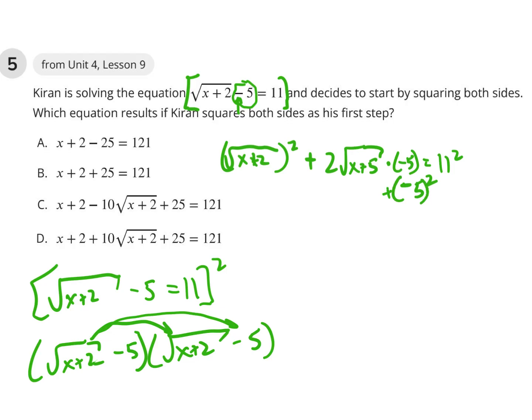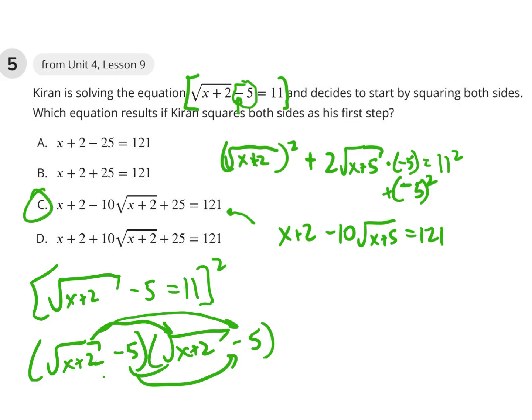Make sure you put your negatives in parentheses. And then do that. And that will give you x plus 2 minus 10 times the square root of x plus 2 plus 25 is equal to 121. This is not what you want, which is why C is the best answer. So please move the 5 first, because it's not part of the radical when solving this equation. I don't know why they asked a question like this.